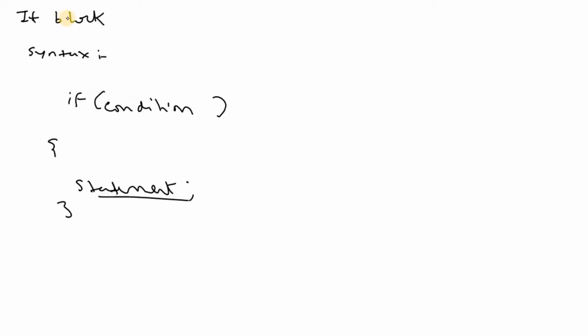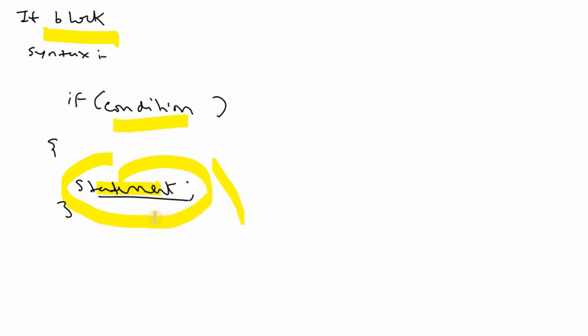So now with the help of this syntax, we can define easily: what is the if block? If block means it executes the block of instructions, not only one statement here, all the statements execute if the condition is true, then all statements are printed, and if the condition is false it will skip this execution.